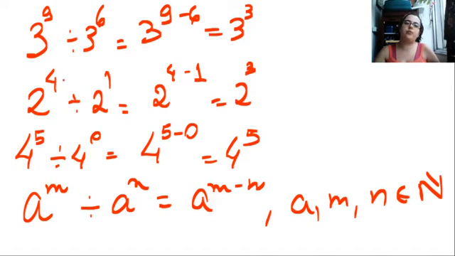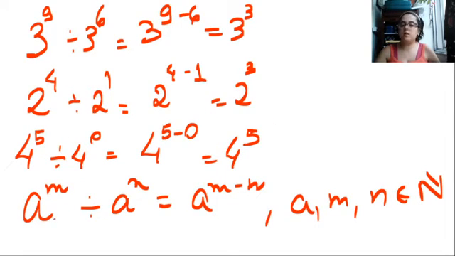2 elevated to the fourth exponent divided by 2 elevated to the first exponent. So I repeat base 2 and I do subtraction, 4 minus 1, and I have 2 elevated to the third exponent. 4 elevated to the fifth divided by 4 elevated to the 0. I repeat the base 4 and I subtract the exponents. 5 minus 0, it's 5.